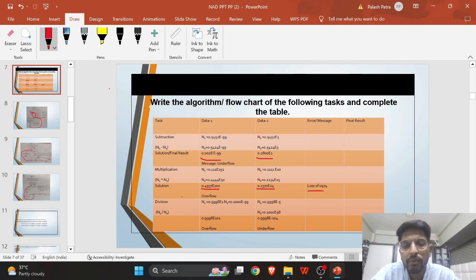Division, similar to multiplication, we have also seen the division algorithm. From that we have concluded this result. The n1 and n2 parts over here are given. So the result over here is 0.9998 and the exponent part is 101, and it is in overflow condition. And for data 2, it is 0.9998 and the exponent part is 104, and it's in the underflow condition. So this concludes question number 2.